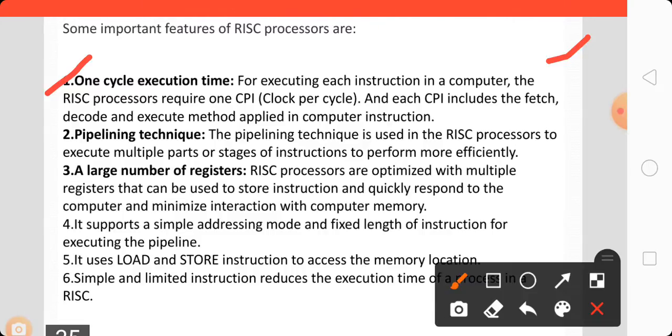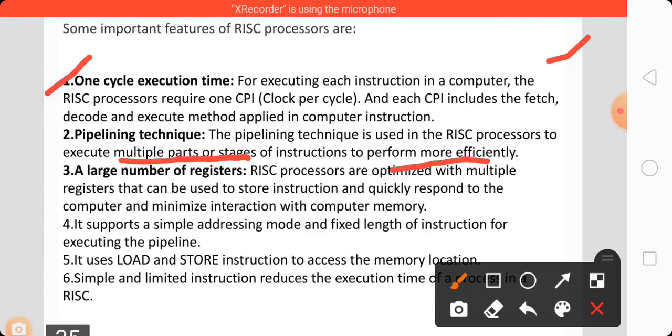Second feature, it uses pipeline techniques. The RISC processor uses pipelining to execute multiple parts or stages of an instruction to perform more efficiently. Means RISC architecture performs more efficiently because it executes the multiple parts or stages of the instruction in a pipeline technique.